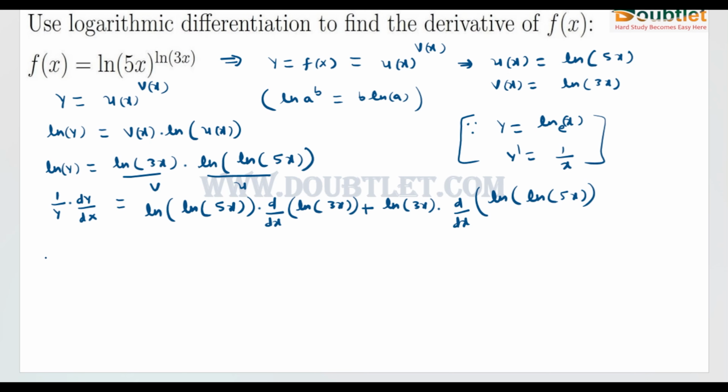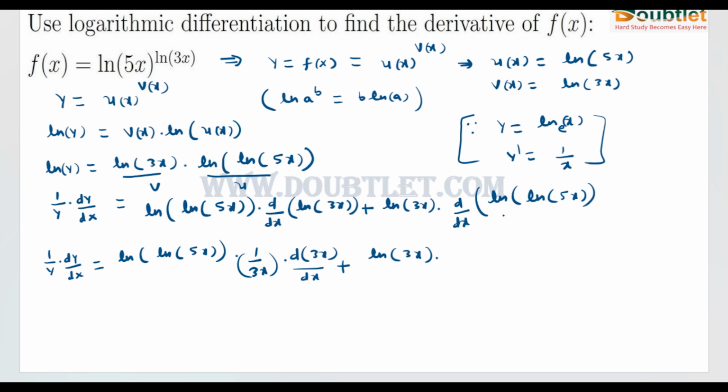Now after solving, what will we get? We will get 1 upon y dy by dx is equal to, so this is the constant, we can write it as it is, ln of 5x. Now we know that to find the differentiation of ln, suppose this is ln of q, the differentiation of ln of q is 1 upon q. So it will become 1 upon 3x. And now we have to differentiate this 3x with respect to x also. Plus, ln 3x is constant here.